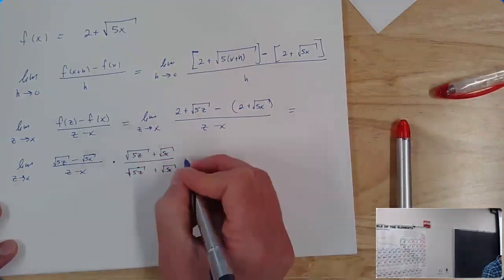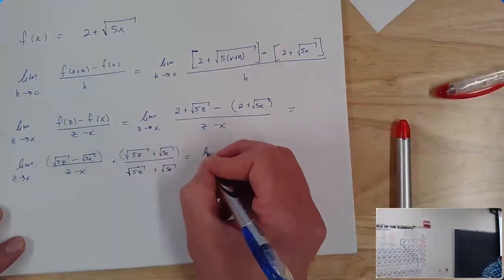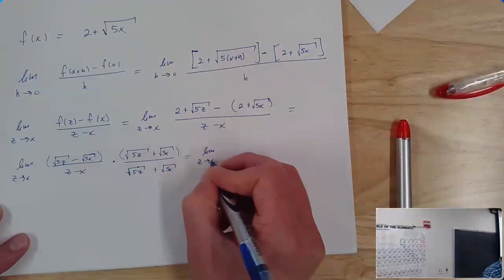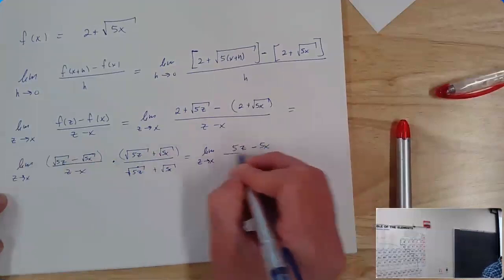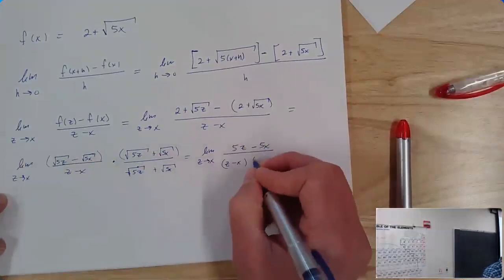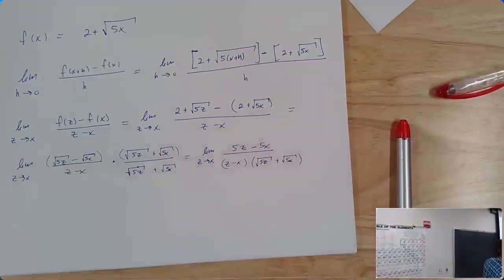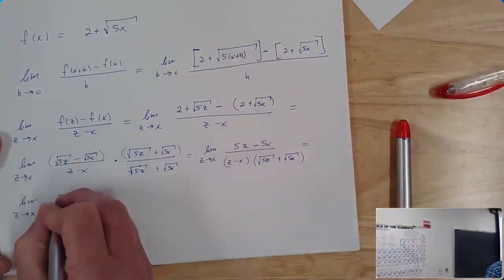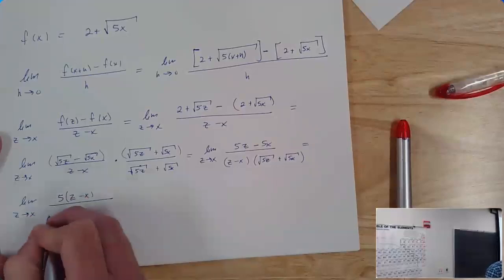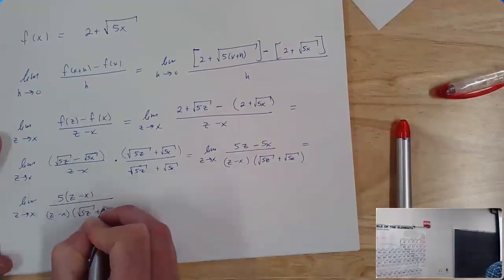Cool. So then multiplying out the things that are conjugates, this might actually not be quite so bad. Might have made it out to be worse than it is. So let's see, we're going to get 5z minus 5x all over z minus x times radical 5z plus radical 5x. And then we can factor out a 5 from the top, and then the z minus x will cancel. So that's not too terrible. We have the limit as z approaches x of 5 times z minus x all over z minus x times radical 5z plus radical 5x.